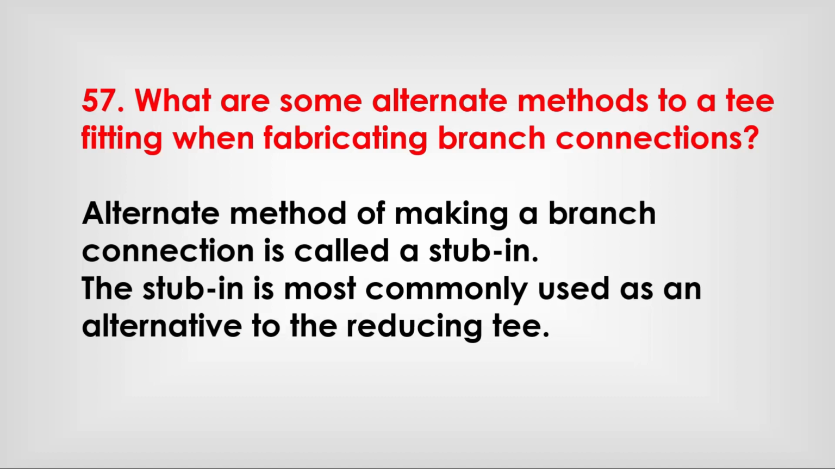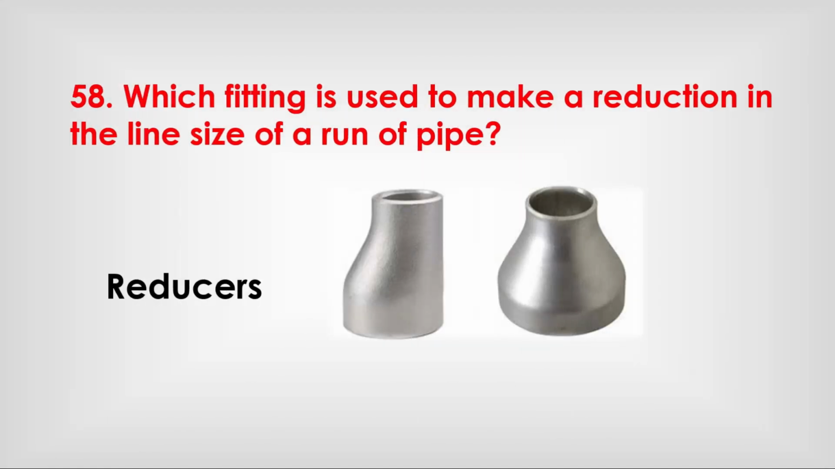What are some alternate methods to a T fitting when fabricating a branch connection? An alternate method of making a branch connection is called a stub-in. The stub-in is most commonly used as an alternative to the reducing T. Which fitting is used to make a reduction in the line size of a run of pipe? Reducers.